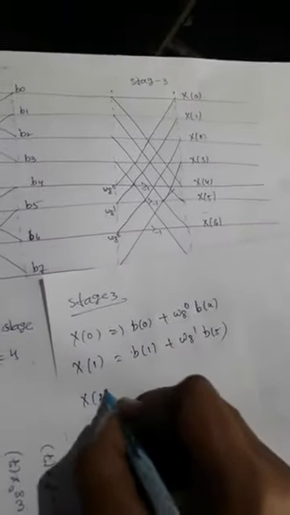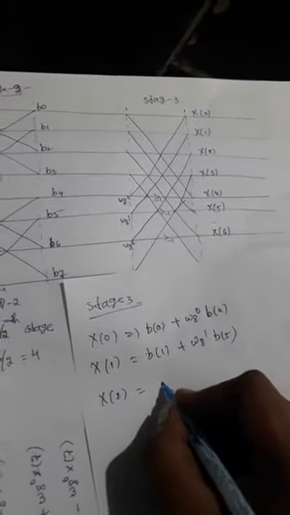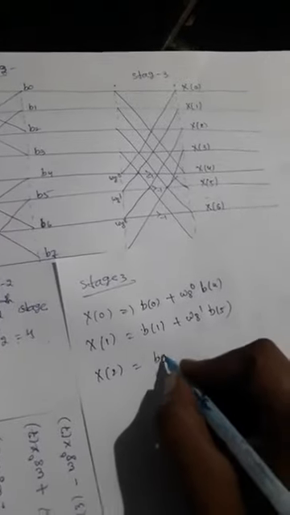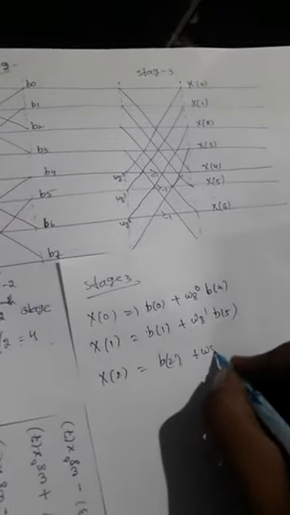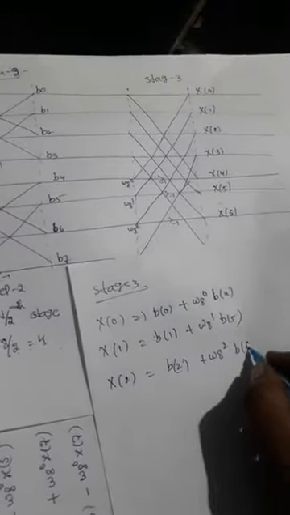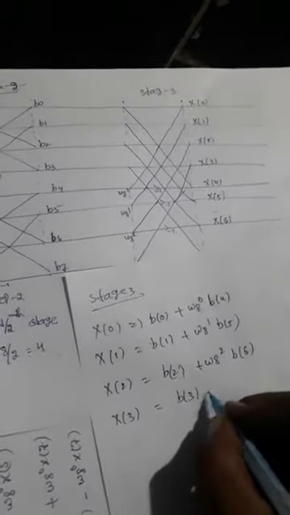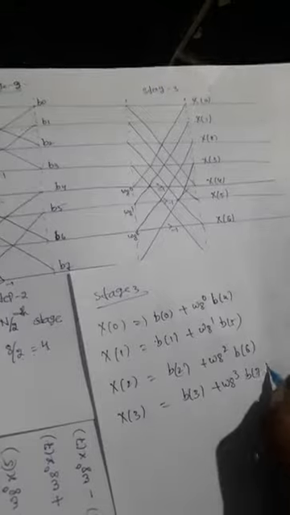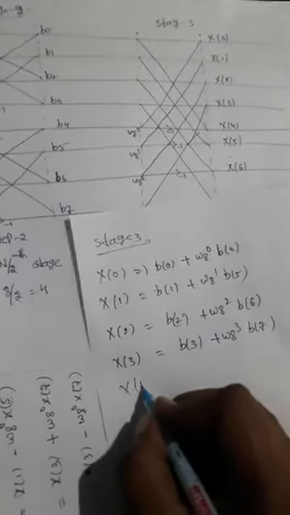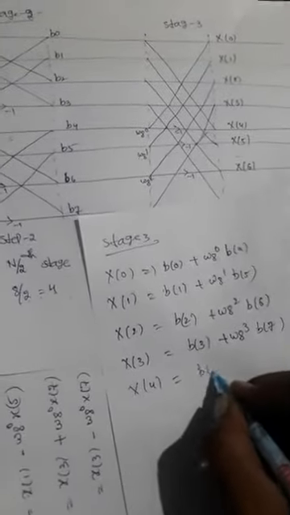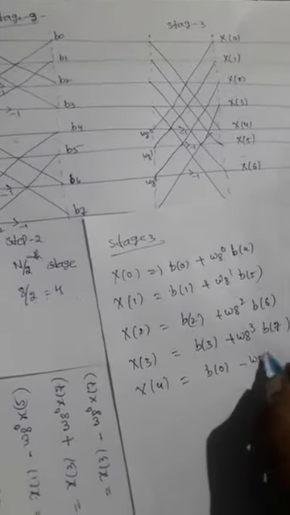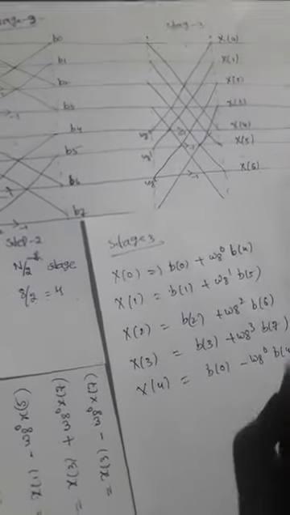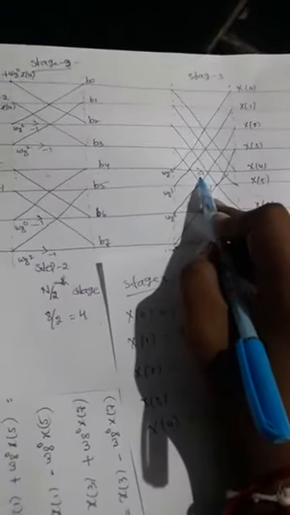Similarly, x of 2. X of 2 is b2 plus w 8 to the power of 2, b of 6. Next, x of 3. In x of 3, b of 3 plus w 8 to the power of 3, b of 7. Next, x of 4. In x of 4, b of 0 minus w 8 to the power of 0, b of 4. Why? Because here the base terminal is multiplied with minus 1.